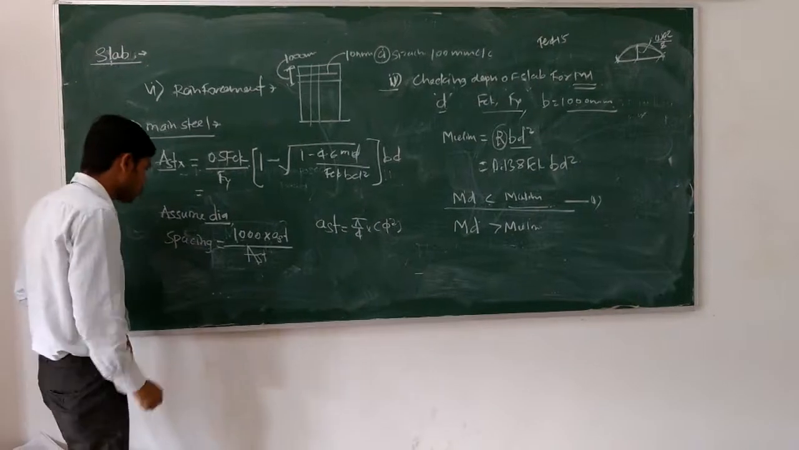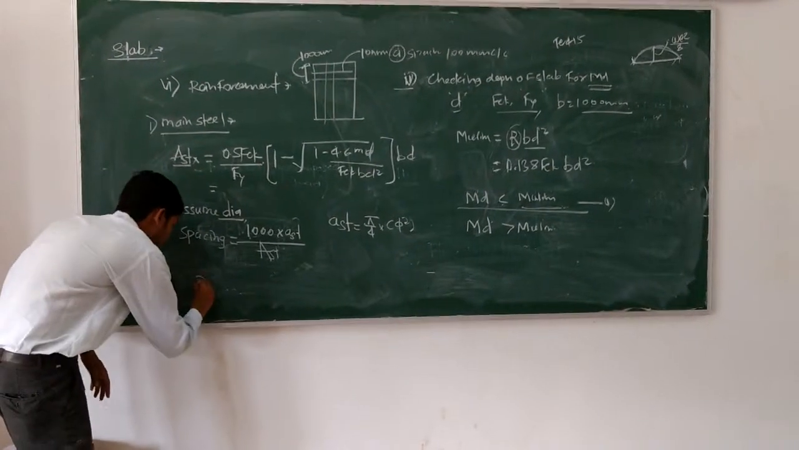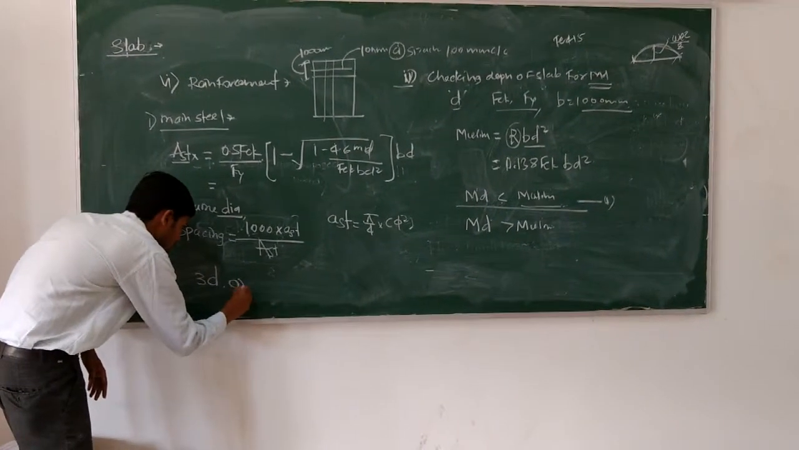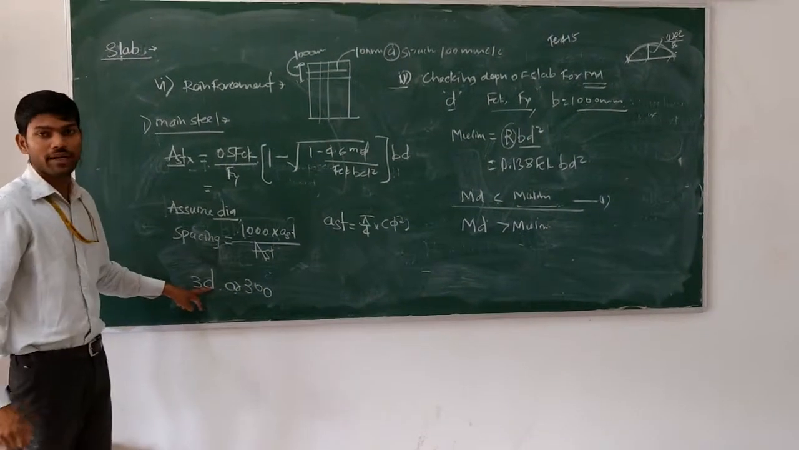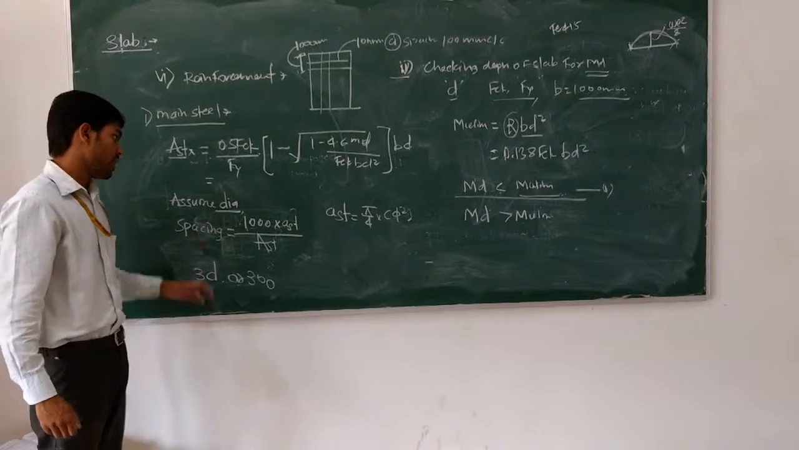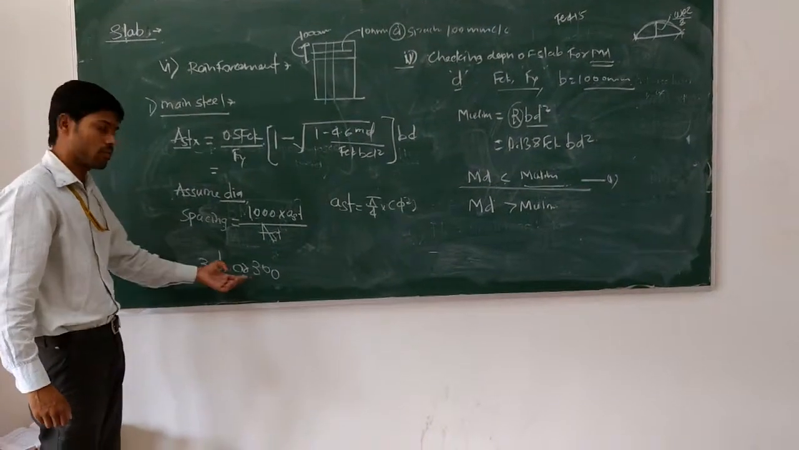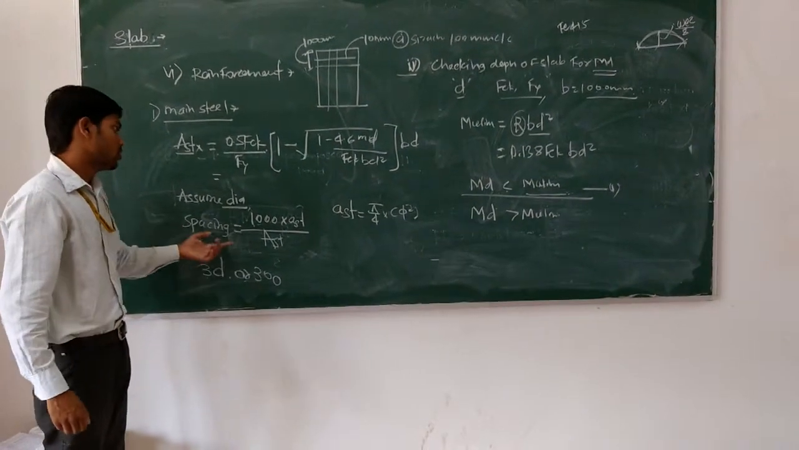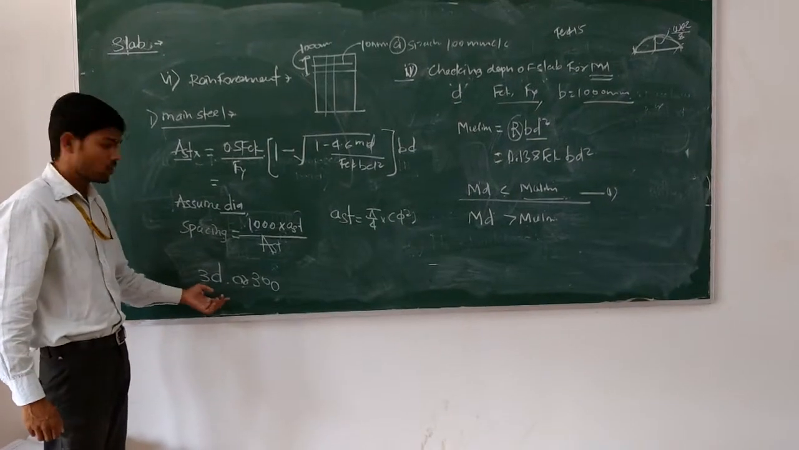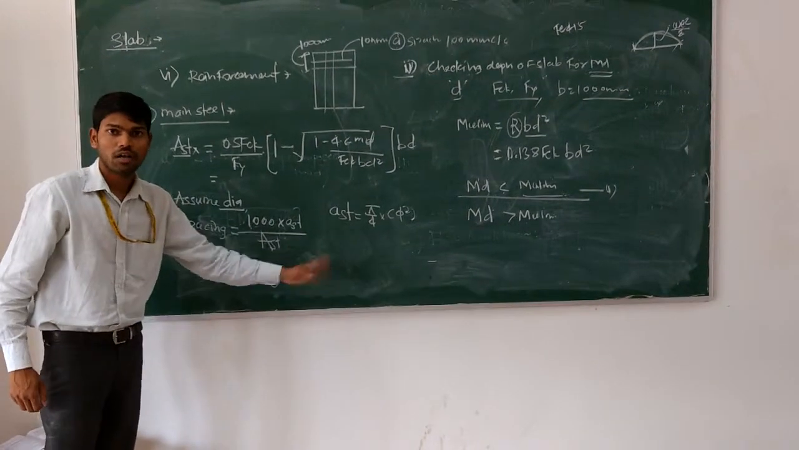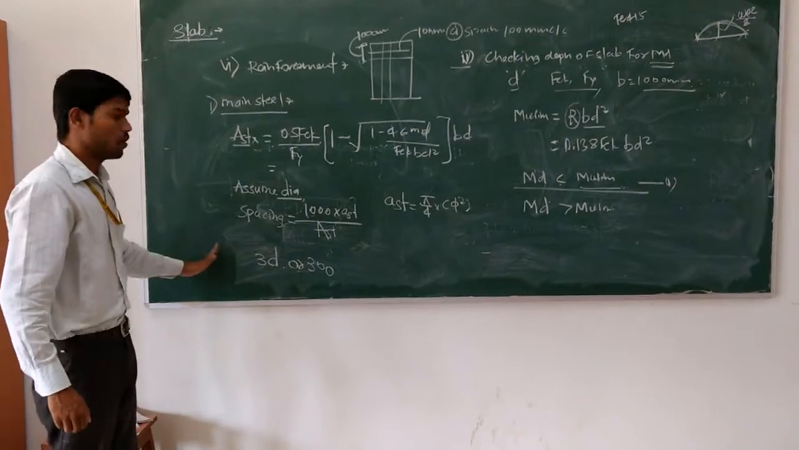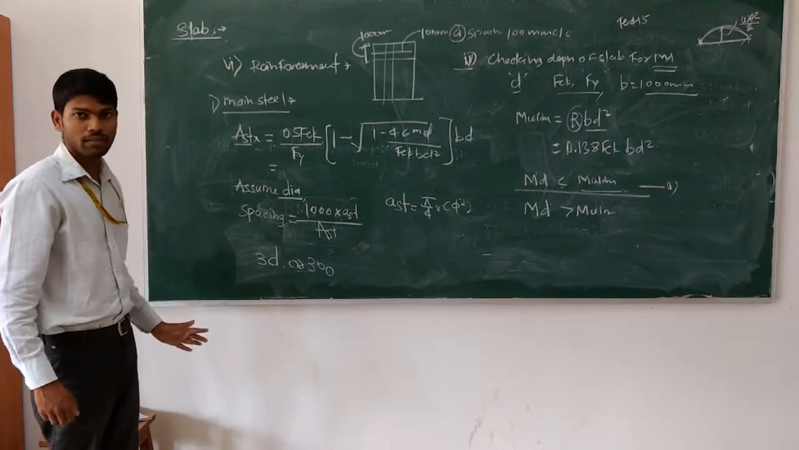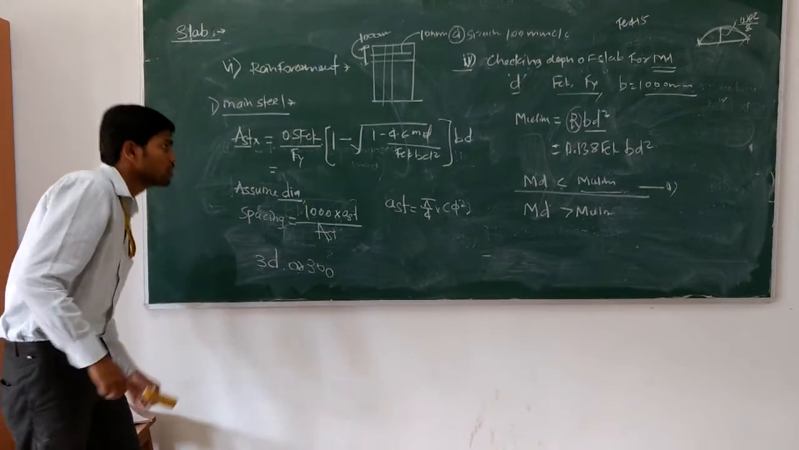Now again, this spacing we have to check against the IS specification, that is 3d or 300. What is meant by 3d? Three times the effective depth, or 300. The spacing of the bar should not be greater than 3d or 300, whichever is less. Next step: this is the whole procedure of calculating the main steel. Then we calculate the distribution steel.